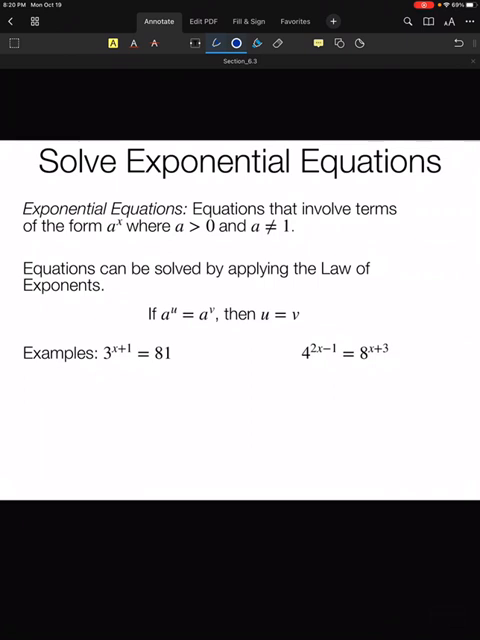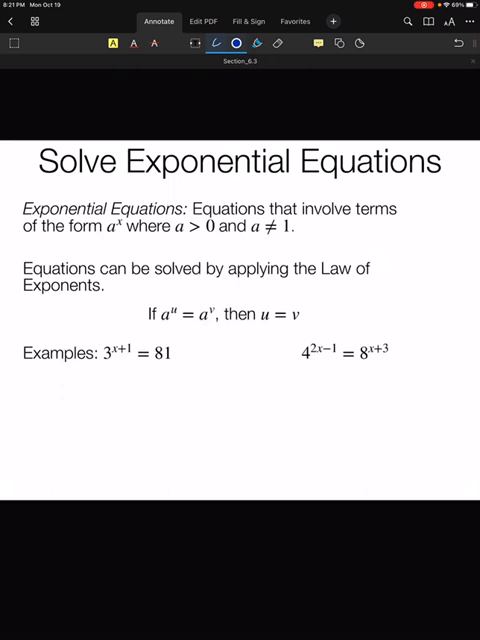So, exponential equations are equations that involve terms of the form a raised to the x power, where a is positive and it's not equal to 1. Those are there because if it was negative, that's no good. And if it was 1, that's no fun, because everything is 1 when you have a base of 1. So anyway, equations can be solved by applying the different laws of exponents.